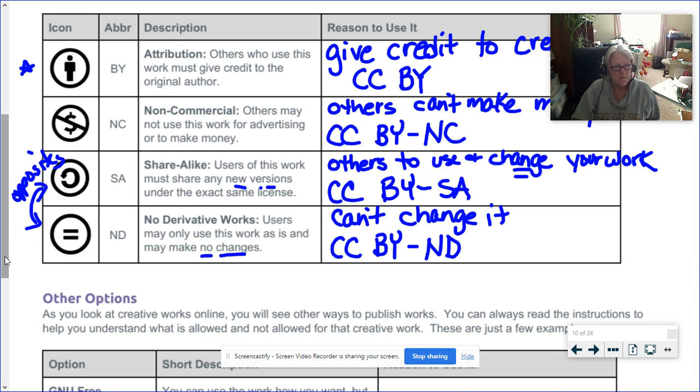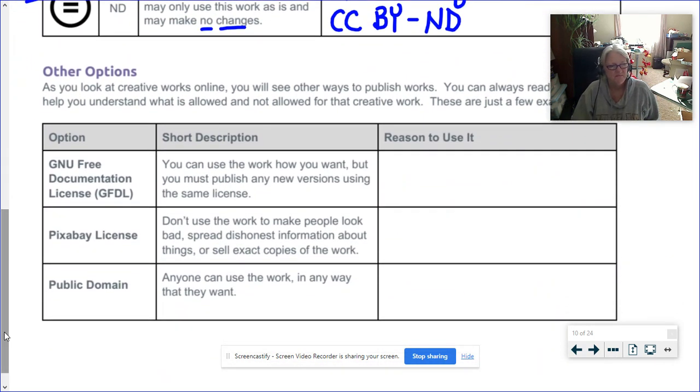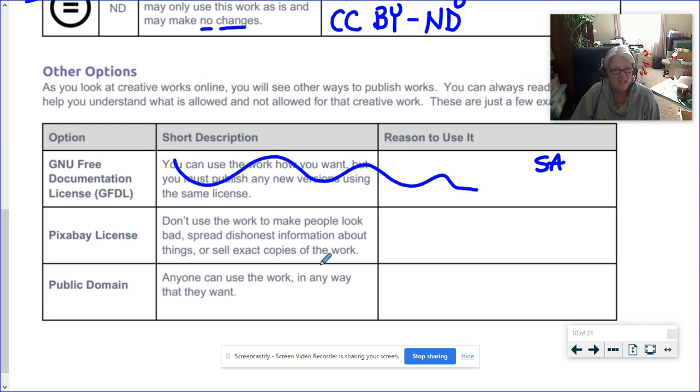Okay. Sometimes you might see some other ones. This one is called a GNU Free Documentation License. I've got to be honest, I have never seen this one. It says you can use the work you want, but you must publish new versions sharing the same license. This is kind of like the SA, but I've never really seen it, so I'm just going to put a line through this. If you find one, my goodness, show me, because I still have never seen one of these.